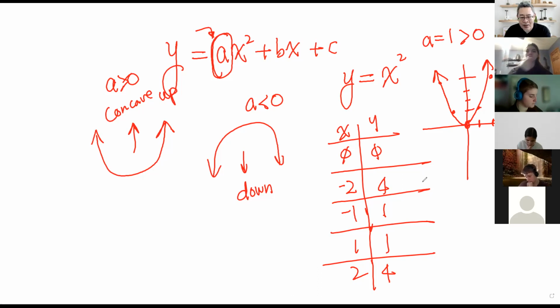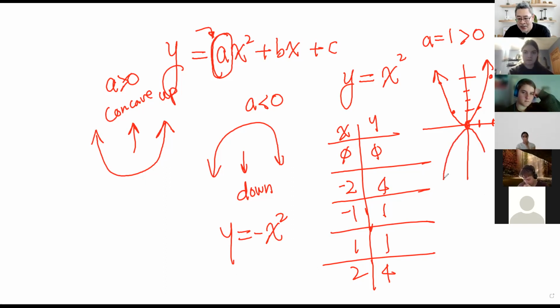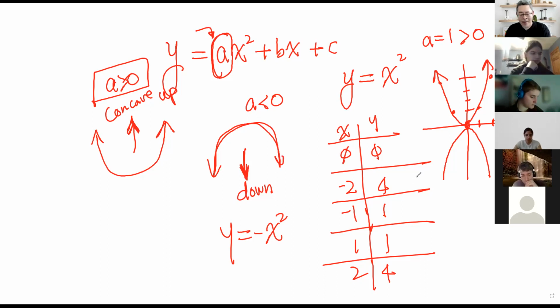Now, if you do y equals -x squared and graph it, you'll see something like this. So that can help you with up and down. When a is positive, it opens up. And if a is negative, it's called concave down, where the opening is down. Okay, are we good on here?